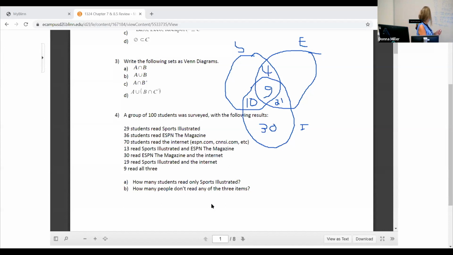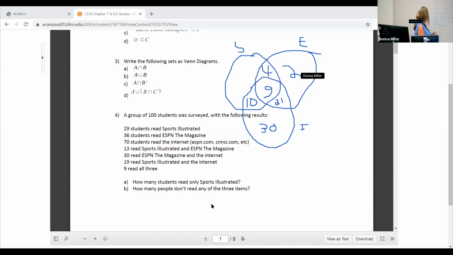So if you add all these numbers in I, it'll be the 70. Okay. All right, 36 for ESPN. So ESPN is this circle here. So I need to add these all together, and this guy's going to equal 36. So it's 21 plus 13, 34. So I need 2 more to get 36. So this needs to be a 2. All right. So these guys need to add to 36, so this is going to be a 2.